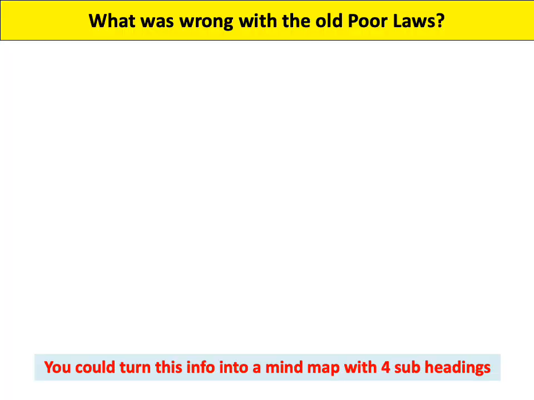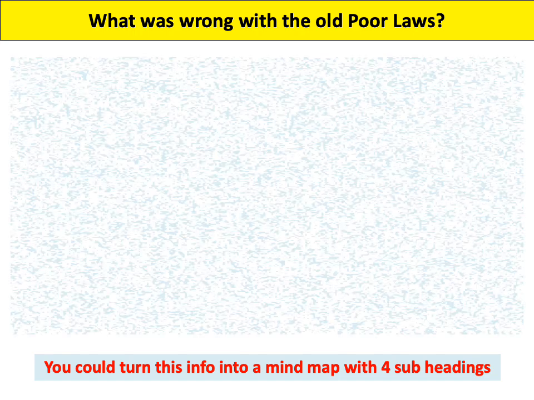Okay, so hopefully you've had a chance now to answer those 3 questions. Just a summary for you, really, to make your life easy where possible. So what was wrong with the old poor laws? This is at the bottom there. It might be an idea to turn this into a mind map. So again, you've got it in your notes.